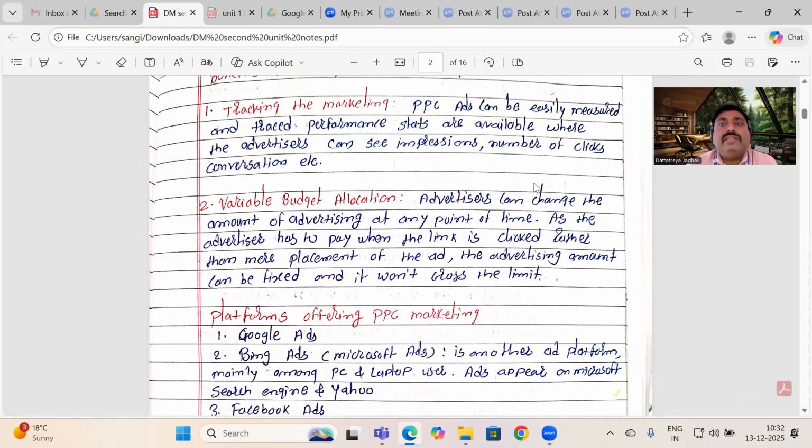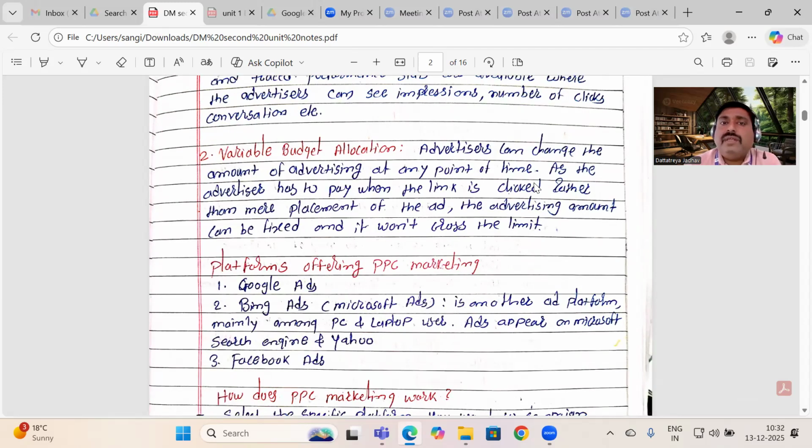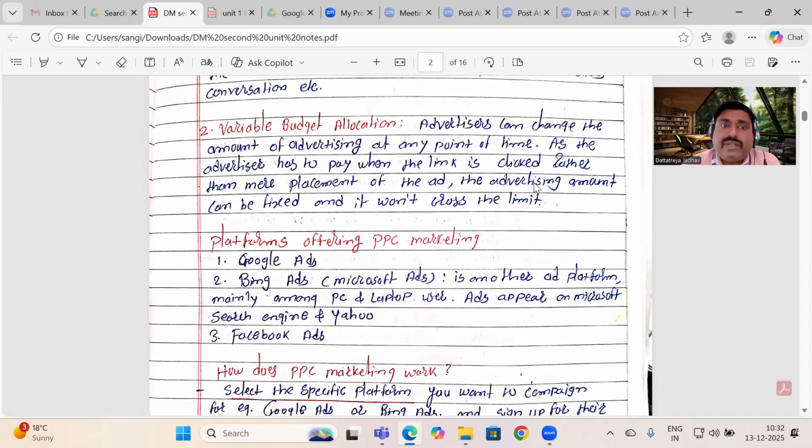So that strategy gets into a problem state. We have to pay for those clicks also. So that concept means your budget should be a variable allocation.